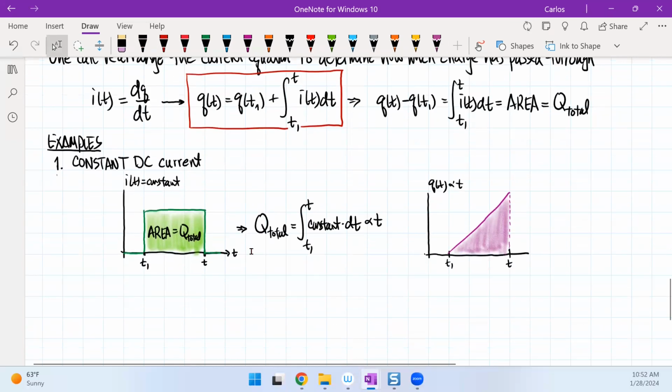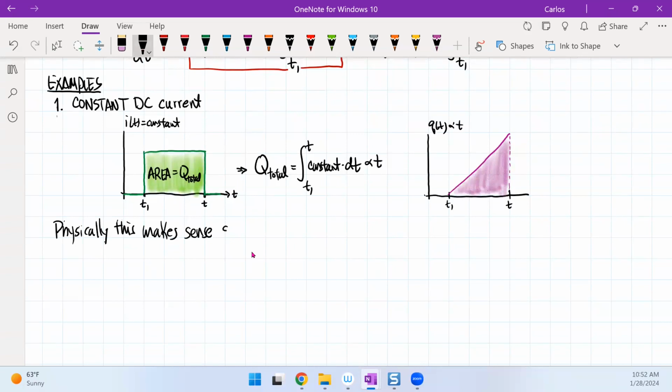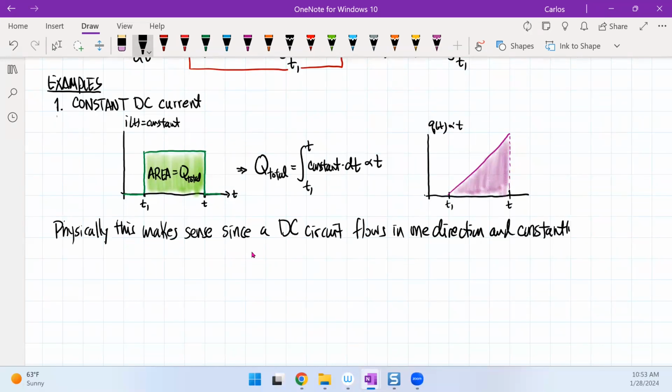So physically, this makes sense here, right? This makes sense since a DC circuit flows in one direction and constantly increases the charge passing through.